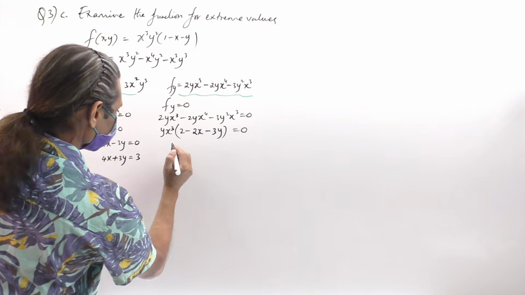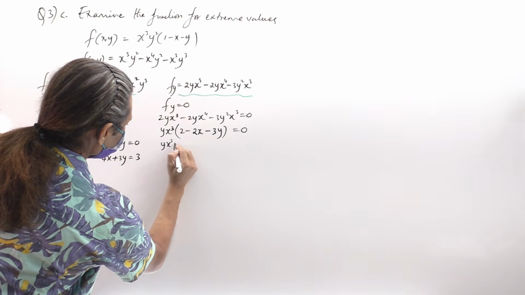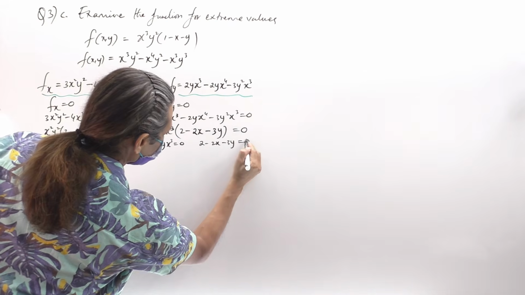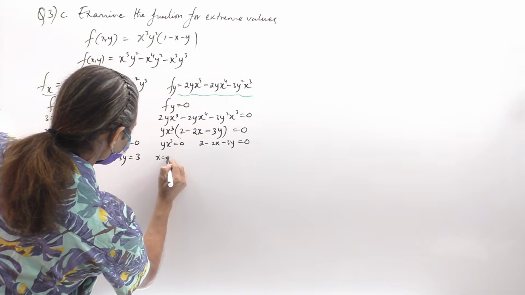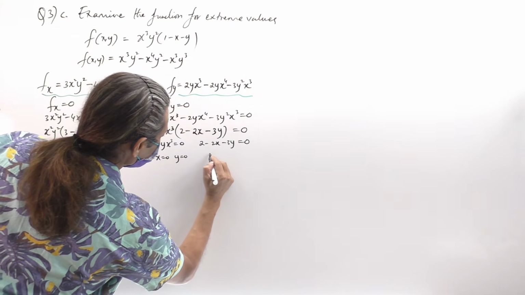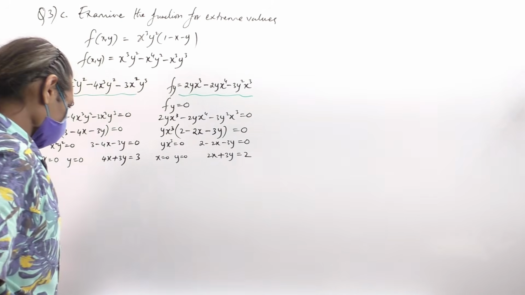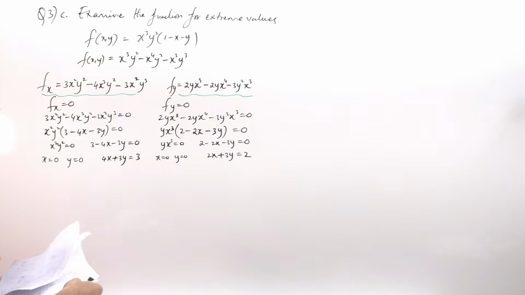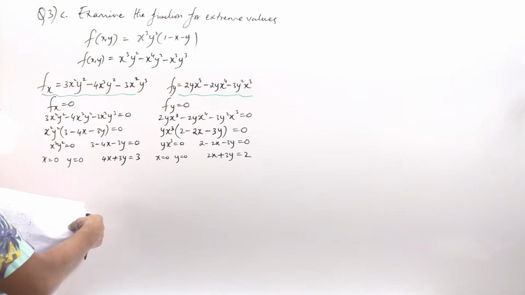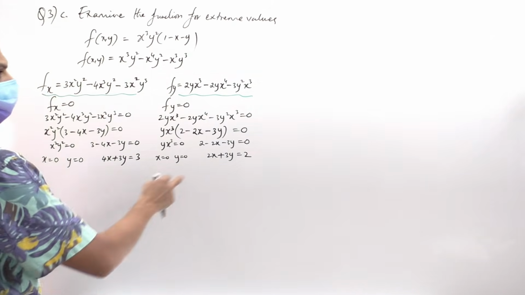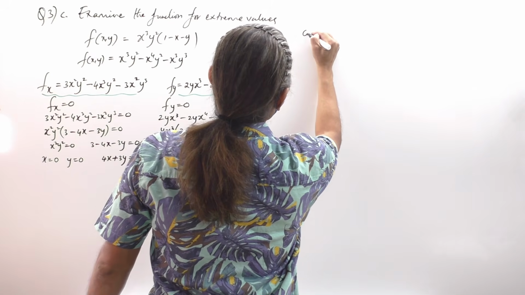So from this we get yx³ is equal to 0, and one more is 2 minus 2x minus 3y is equal to 0. So x is equal to 0, y is equal to 0, and here also 2x plus 3y is equal to 2. So I get these equations here. Now one is already x is 0, y is 0. So I'll write the pairs here. One point is (0, 0).